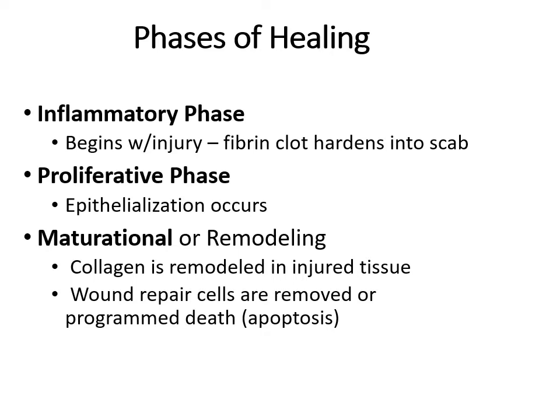Okay, so these are the phases: the inflammatory phase that we spoke about before, that results in a scab or a fibrin clot, followed by the proliferative phase, which is where the formation of new tissue begins, and then finally the maturation stage, where the collagen is remodeled and adjusted to repair the wound back to its original state, if possible.